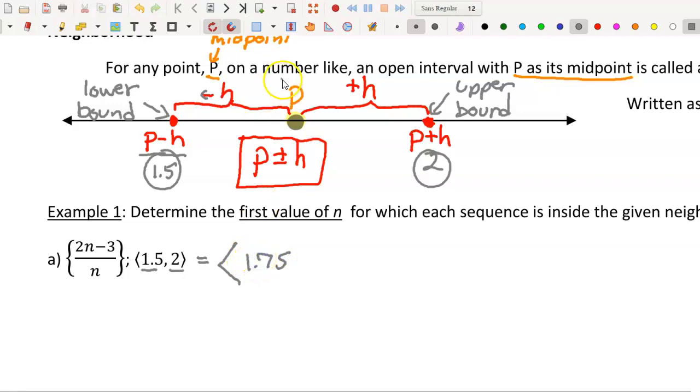So some of you can calculate right away. If not, just put it in the midpoint formula, which is 1.5 plus 2 divided by 2, taking the average. Now, what is the h value here? How much do we have to go up from 1.75 to get to 2? How much do we have to go down from 1.75 to get to 1.5? Positive, negative 0.25. Yeah, so plus or minus a quarter, 0.25.